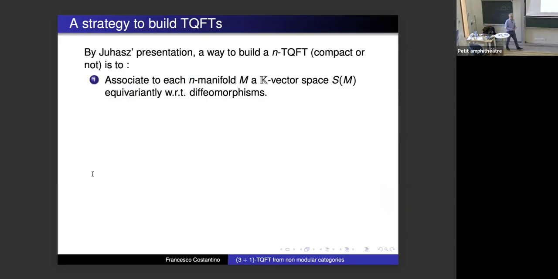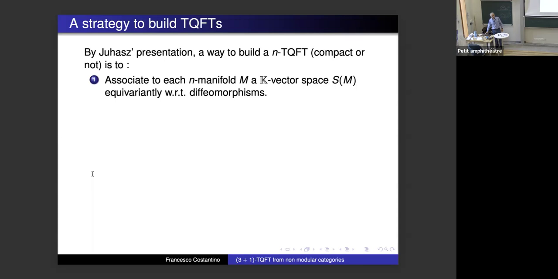So, back to our question: how to build a TQFT using this theorem? Well, you need to have a vector space for every n-dimensional manifold. And of course, you want this vector space to be acted upon by the diffeomorphism group of the manifold itself. So you want to associate a k-vector space equivariantly with respect to diffeomorphism. That's what I mean. It's not just a vector space. You can act on that vector space by the diffeomorphisms of the manifold, orientation preserving, of course.